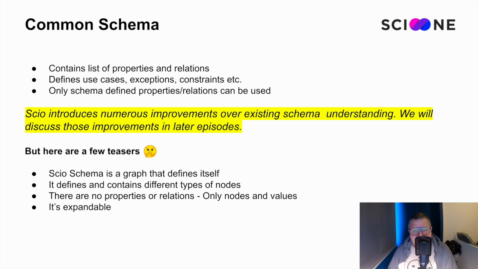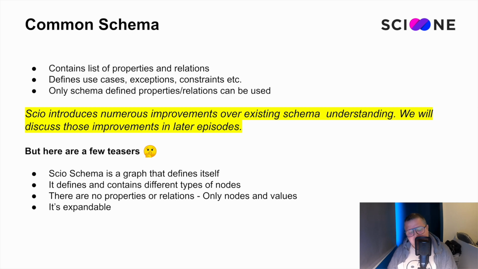Scio introduces numerous improvements over existing schema understanding. We'll discuss those improvements in later episodes. But here are a few teasers. Scio schema is a graph that defines itself. It defines and contains different types of nodes. There are no properties or relations, only nodes and values, and it's expandable.